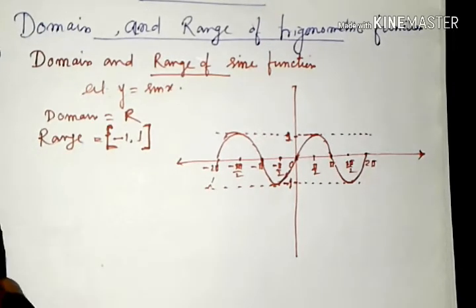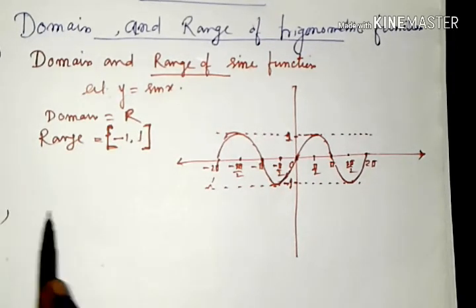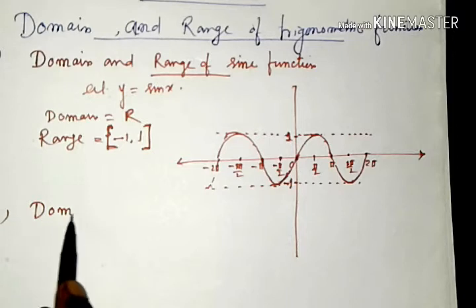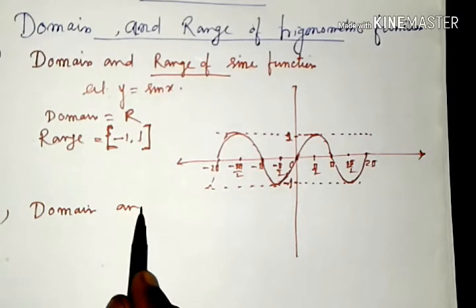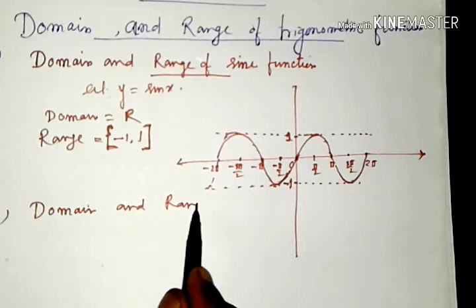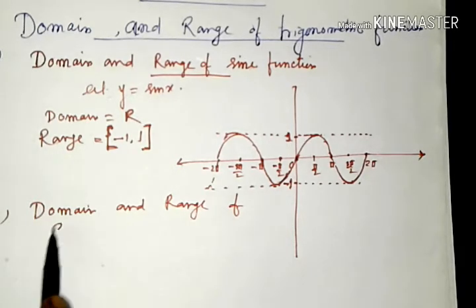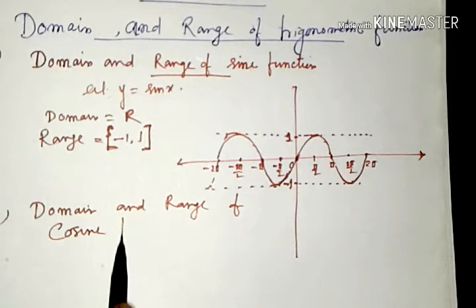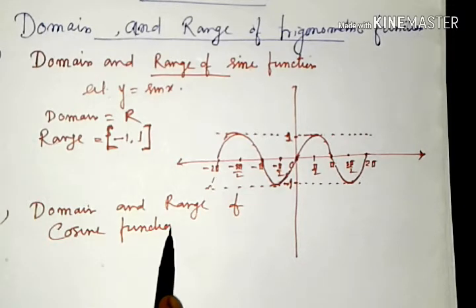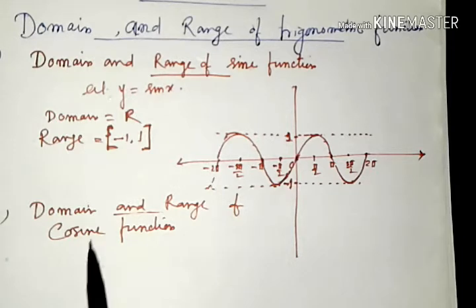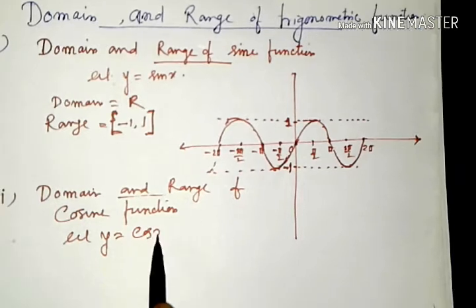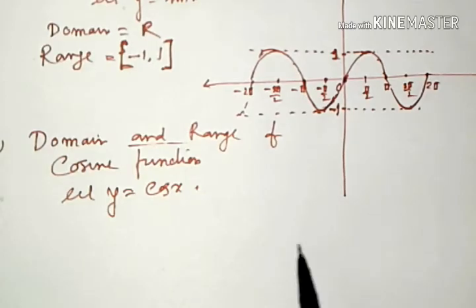Similarly, next the domain and range of the cosine function. Here also we have to draw a graph to understand it. Let y is equal to cos x.